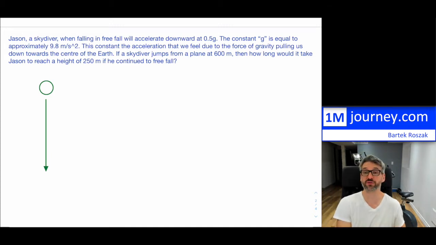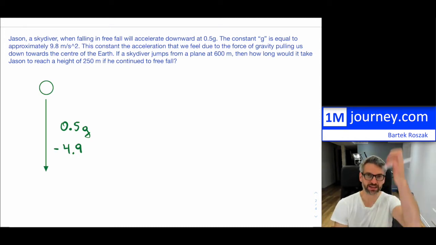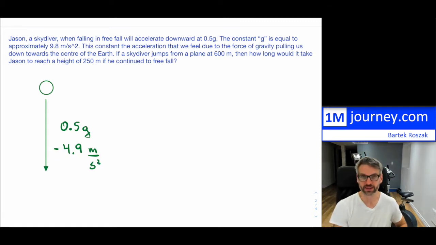We know that we would be free falling downwards. It says that we're free falling at 0.5 g, and if you do 0.5 times 9.8, which is 4.9, now it is down. So this is down because it's pulling us downward, so I'll put a negative there, and this is meters per second squared. Meaning that every second we're speeding up at 4.9 meters per second. It's assuming that we're in free fall and we're falling all the way down.